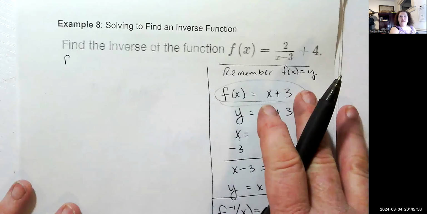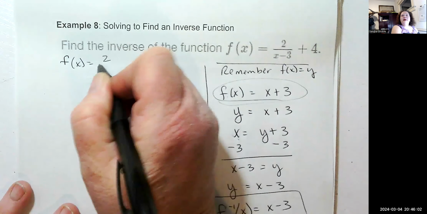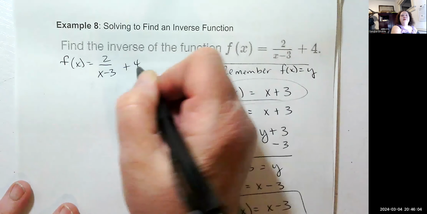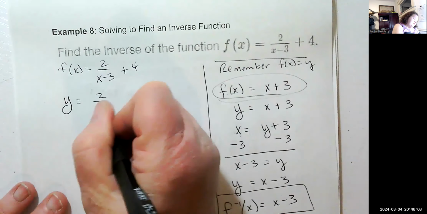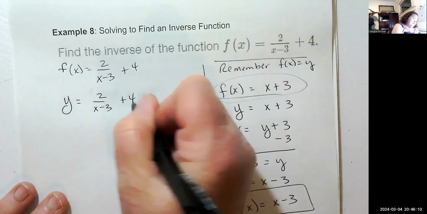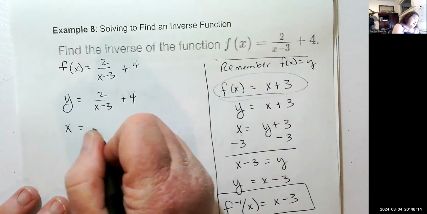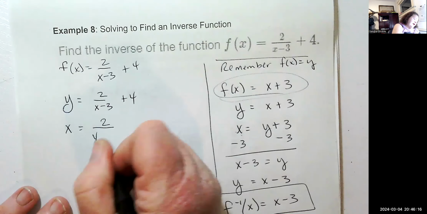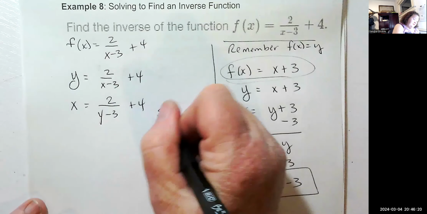Let's go back and do the one that I actually provided you. F of x is 2 divided by x minus 3 plus 4. To find the inverse, I'm going to replace f of x with y. Now I'm going to switch places. X is becoming y, and y is becoming x. And now I'm going to solve for y.